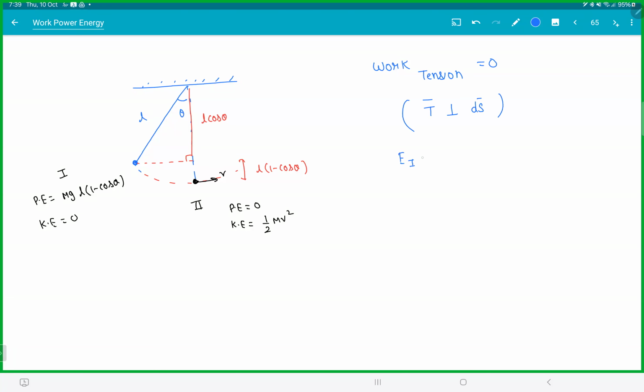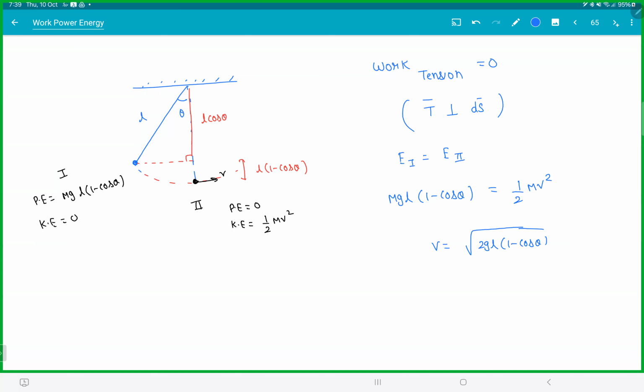Energy in state 1 is equal to energy in state 2. Always remember, Arush, the moment you say gravitational potential energy, the moment you say gravitation, it is included. Okay? So initial energy mgL(1 minus cos theta) is equal to half mv square. Therefore, v is equal to root over 2gL(1 minus cos theta). What was the second thing I asked you?